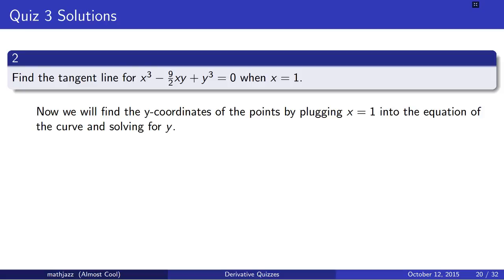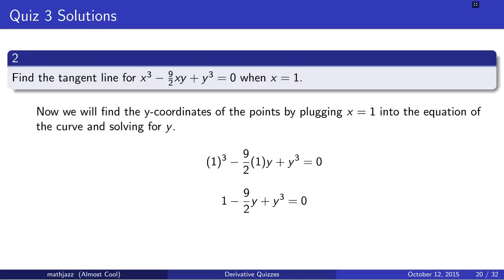We will now find the y coordinates of the points by plugging x equals 1 into the equation and solving for y. So we get 1³ minus 9/2 times 1 times y plus y³ equals 0. This gives us 1 minus 9/2 y plus y³ equals 0.